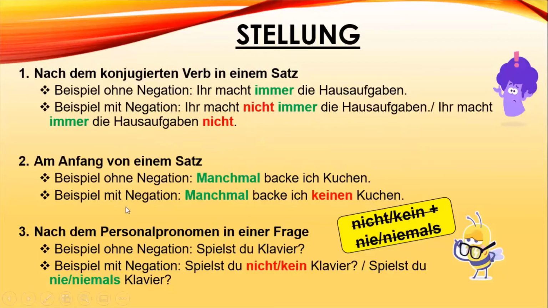Then we have the second possibility of how the indefinite adverbs of frequency are positioned, which is at the beginning of a German sentence. Beispiel ohne Negation, example without negation. Manchmal backe ich Kuchen. Sometimes I bake a cake. Now the adverb is at the beginning of the sentence.